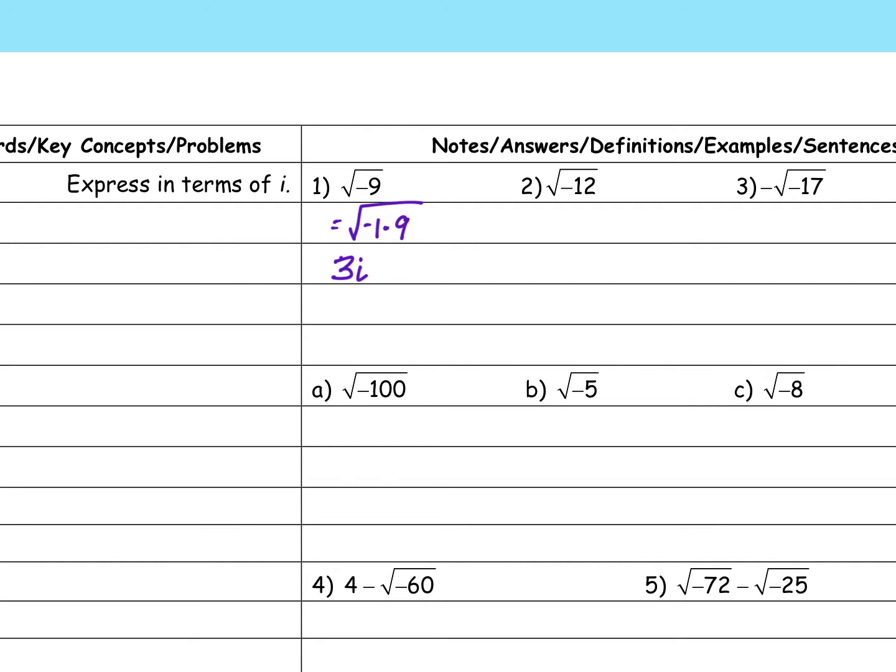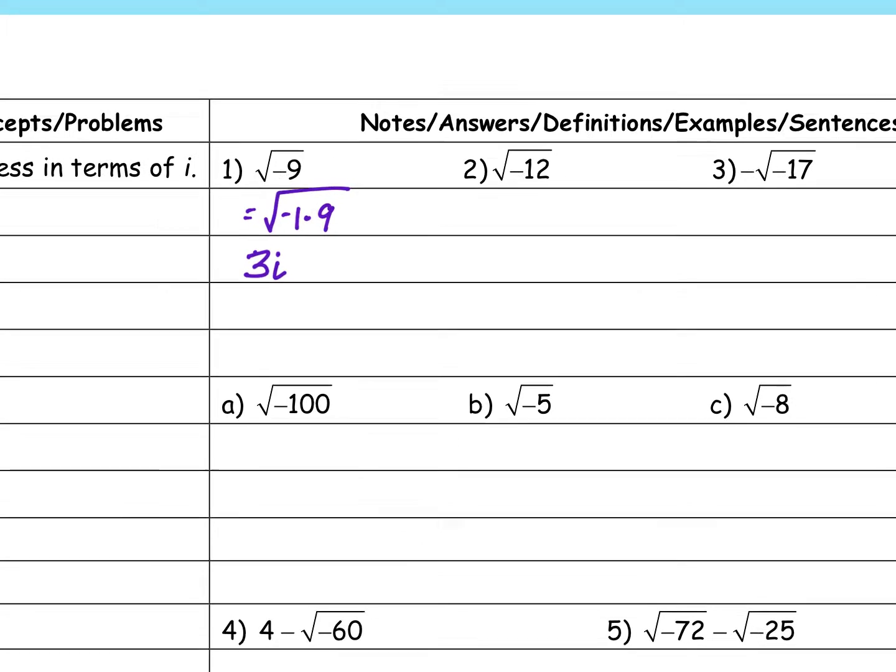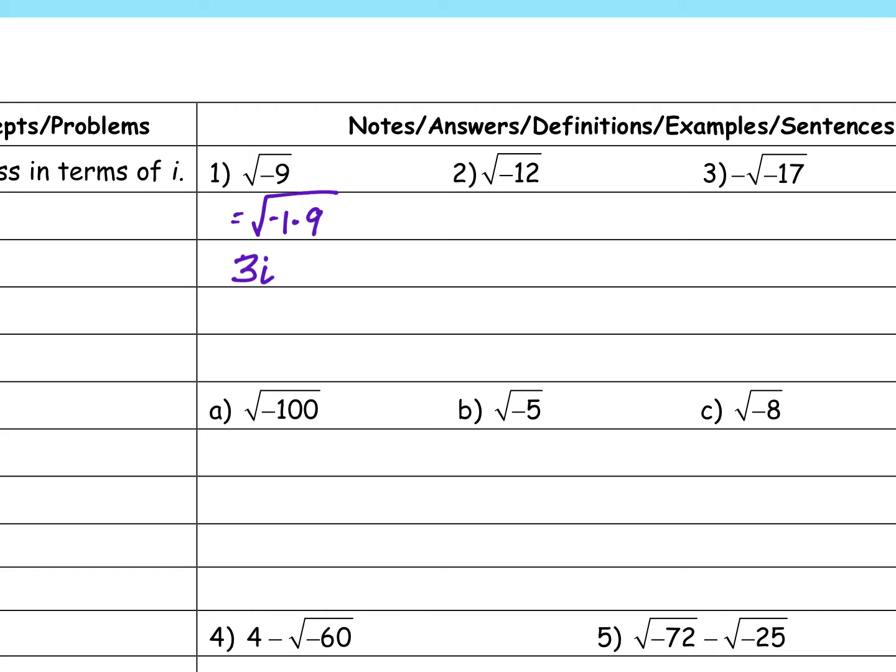So I can do the same thing with 12, only I'm just going to simplify it. So what is 12? 12 is 4 times 3. So the square root of 4 is 2. The square root of the negative is i. And then what's left inside is 3. 2i root 3.